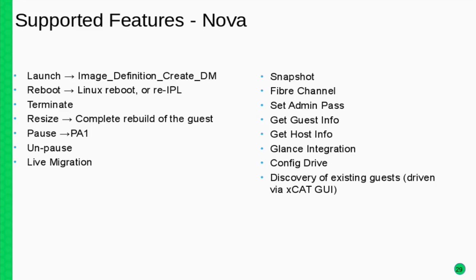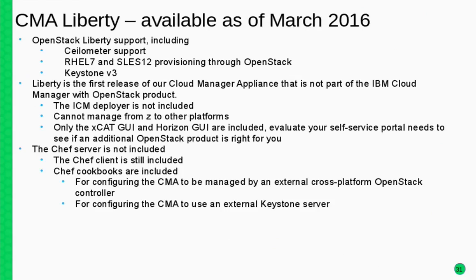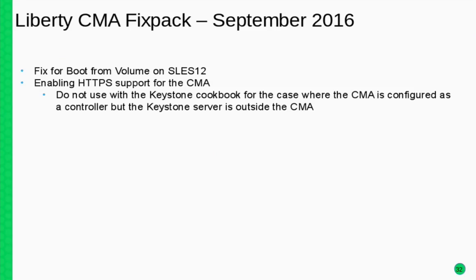Just skip over this. This is just the list of features that are supported from Nova, which is the actual scheduler within OpenStack. It's the piece that spins up the virtual machines and attaches the various solutions to them. And the same thing with networking and block storage. So this is CMA based upon Liberty. So again, the various releases: Liberty, Mitaka, Newton. Liberty was last year's fall release.